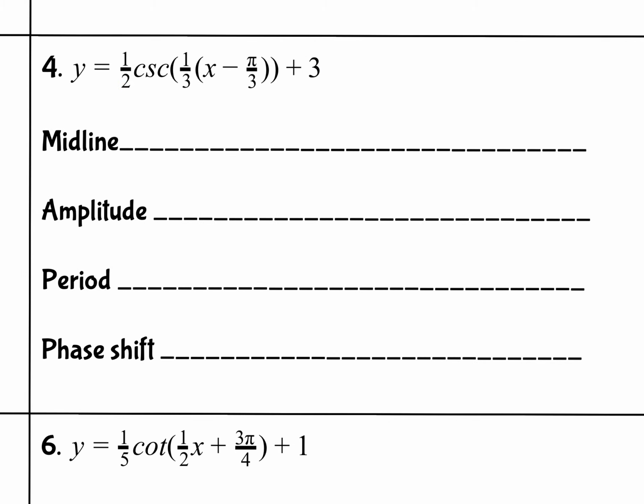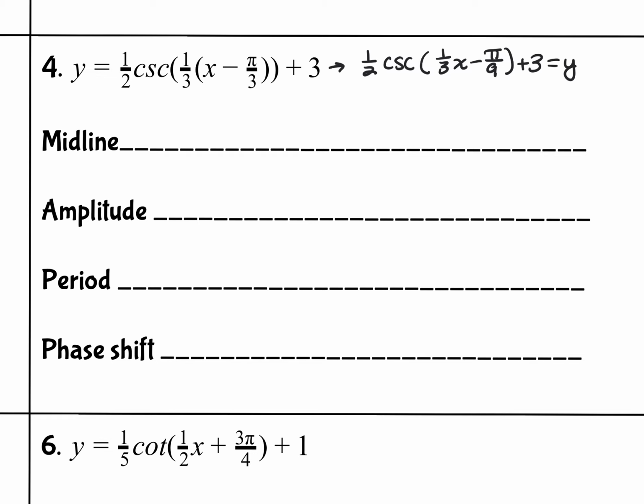All right. Let's go ahead and talk about this one because it's got some interesting things happening. I'm actually going to rewrite this, and you could leave it like this, but let me rewrite this. 1/2 cosecant, I'm going to distribute that 1/3. So I'm going to get 1/3 x minus pi over 9. Now you'll see something in a minute, and maybe you'll be able to do this without rewriting it. So that's what y is.